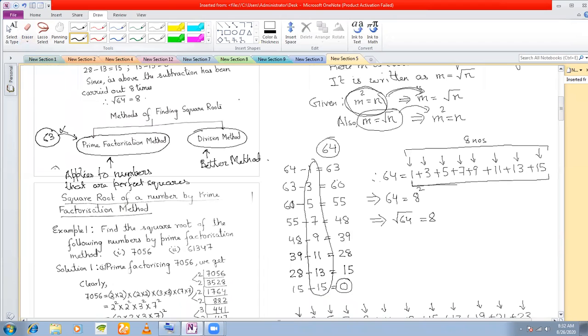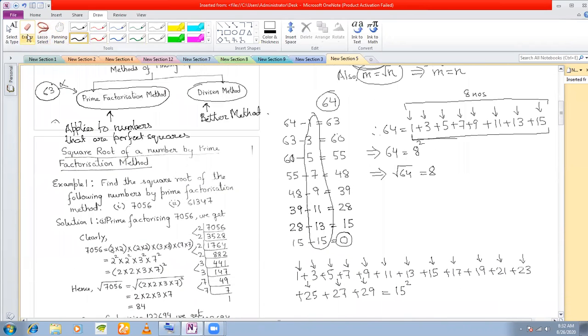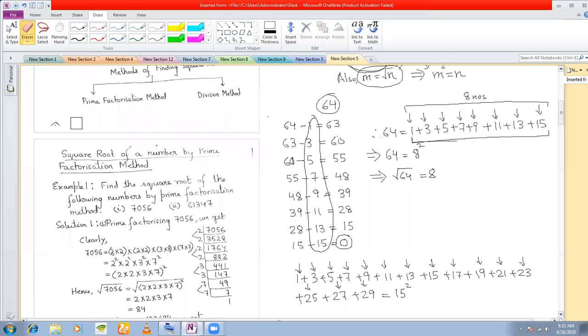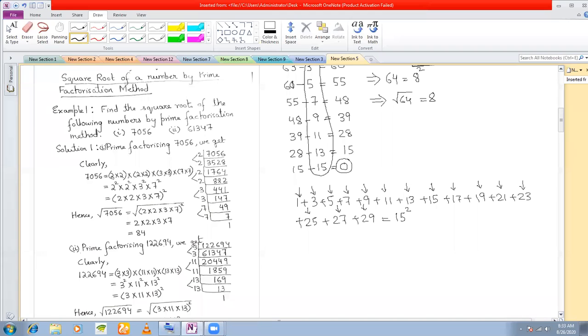So before I proceed, let me just erase this part. We start with the prime factorization method of finding out square roots. Now let us see an example. We'll see this method with the help of an example. The question here is: find the square root of the following numbers by prime factorization method. Let us consider the first number, 7056.